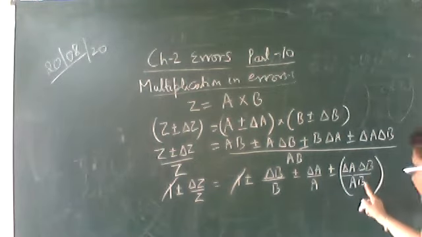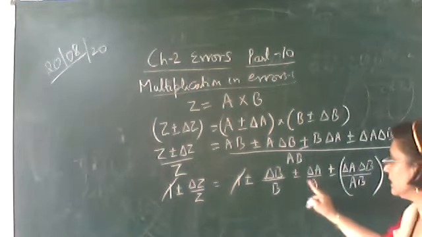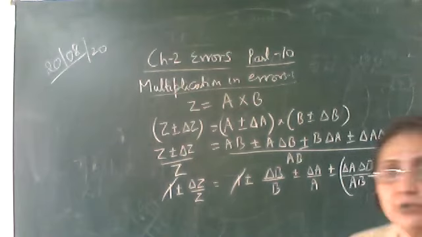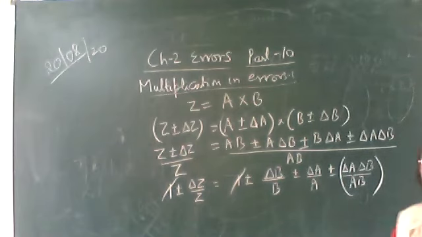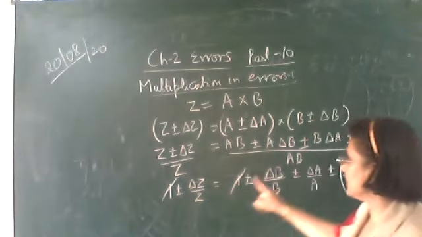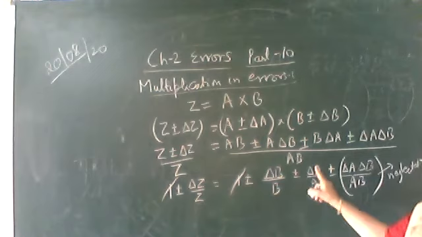As it is very small, we can neglect it as compared to the other terms. So this term can be neglected as compared to the other terms. Why? Because it is a very small quantity. Now what remains? Plus minus delta z upon z, plus minus delta b upon b, plus minus delta a upon a.